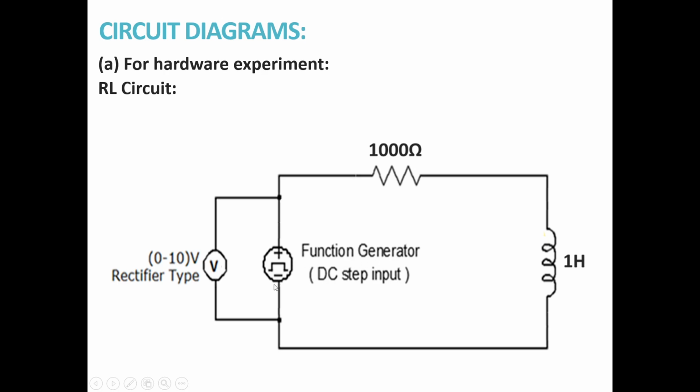You need a function generator. You must give a DC step input using this function generator to the R and L. The R value is 1000 ohms and the L value is 1 Henry. And you must connect a rectifier type 0 to 10 volts voltmeter across the function generator.